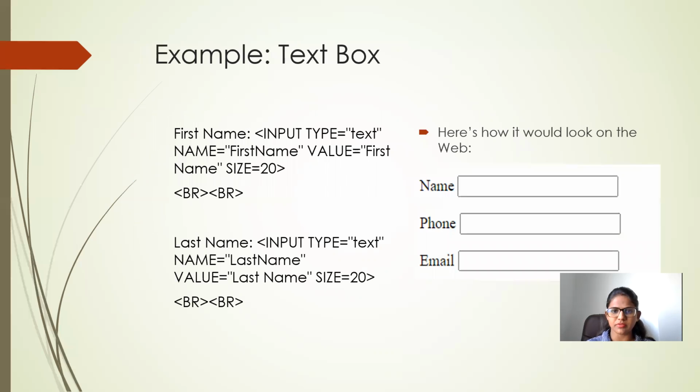So this is the example of the text box. First name, input type text, name first name, value first name, size 20. So here is how it will look. The BR tag is used for breaking the line. Then last name, input type text, name last name, value last name, size 20. Then BR. So this is how the text box will look.